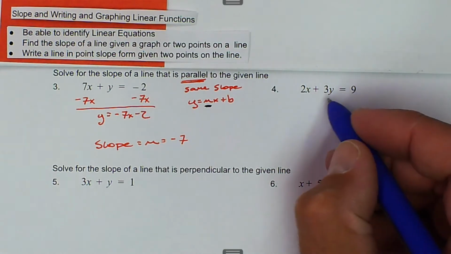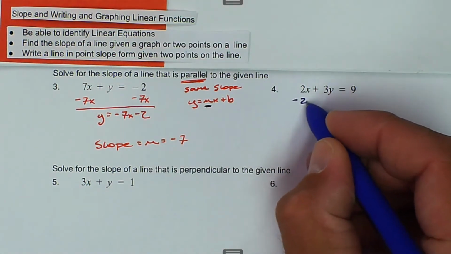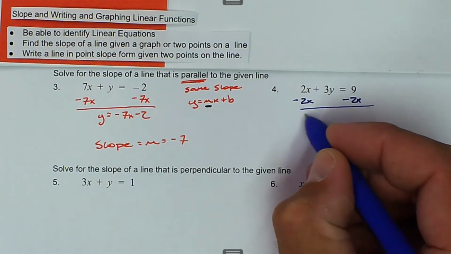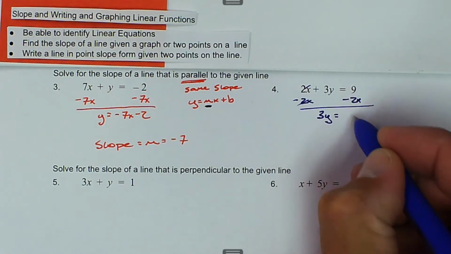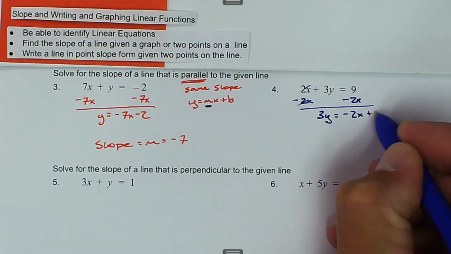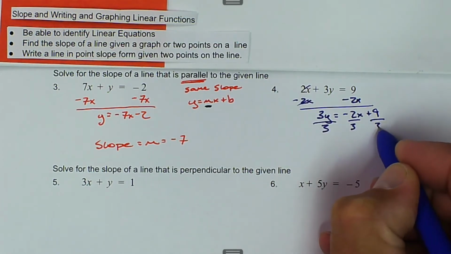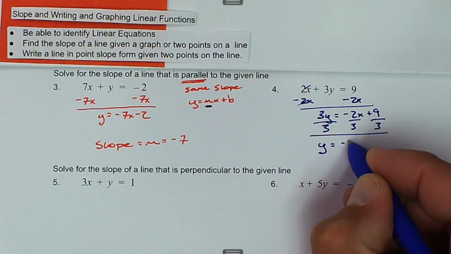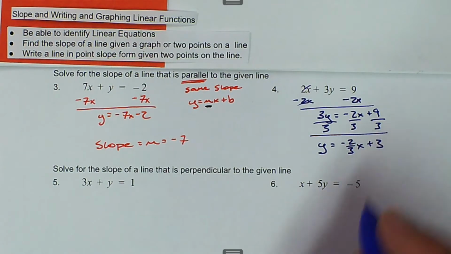This example over here, same idea. We want to subtract 2x to get y by itself. And then we get 3y is equal to negative 2x plus 9. And then we can divide by 3. And then we get y is equal to negative 2 over 3x plus 3.